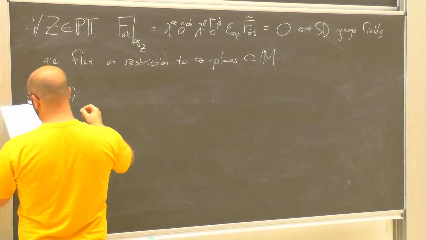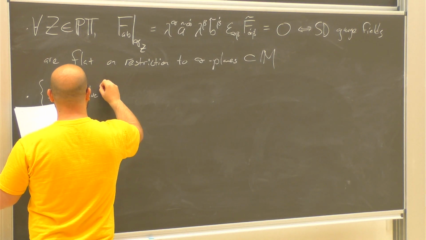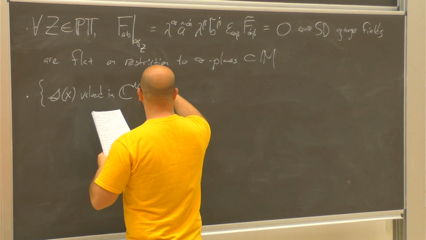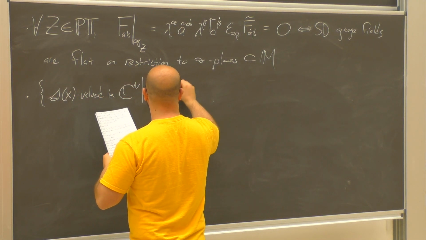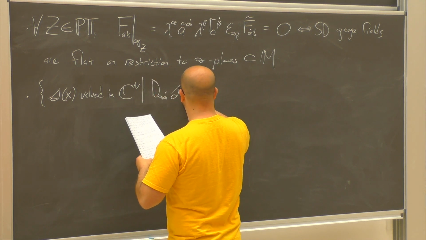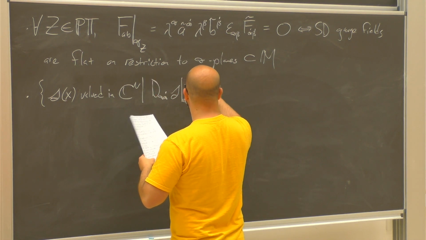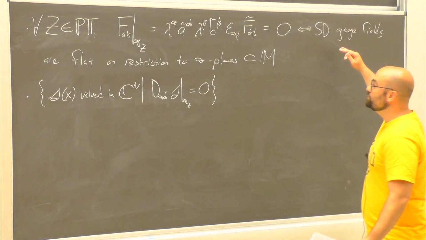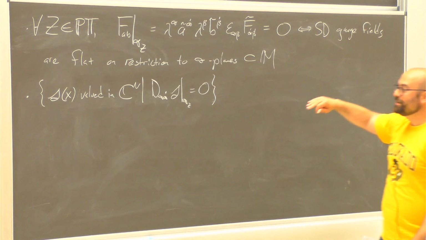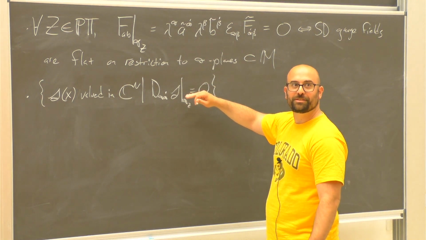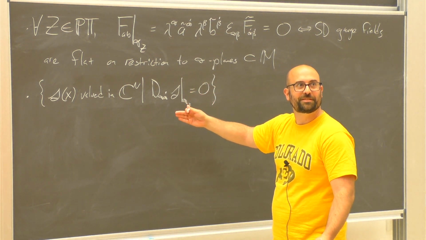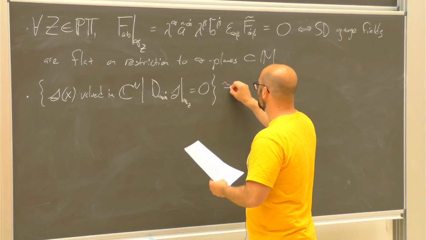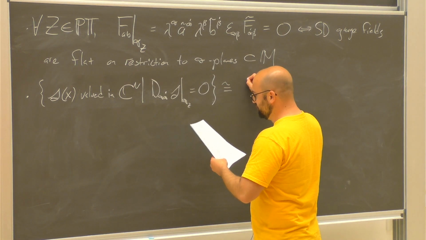And that means that the set of, say, S functions that are valued in C^n on Minkowski space such that they are covariantly constant on any alpha plane, because the gauge connection is trivial on the alpha plane, that means that covariantly constant functions on the alpha plane are just constants, right? Because the gauge connection drops out of this equation. So that means that the space of these constant functions is just C^n.